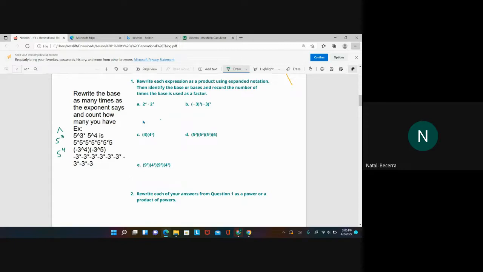So same thing as we were doing, the base here is 2. I'm going to do this one first. So the base here is 2, and I have an exponent of 4. So I'm going to have the 2 4 times. So 2 times 2 times 2 times 2.